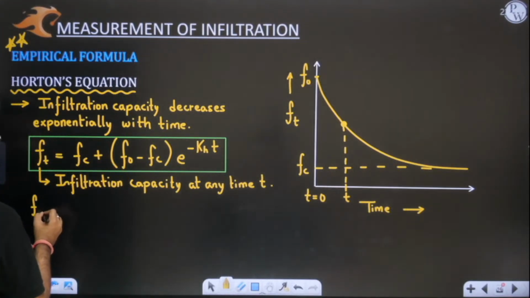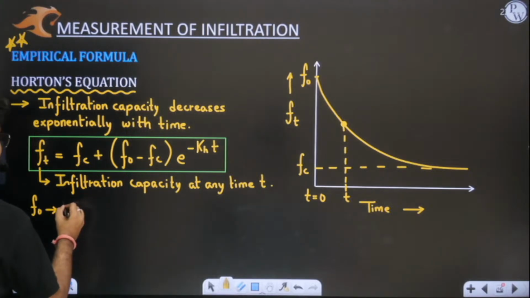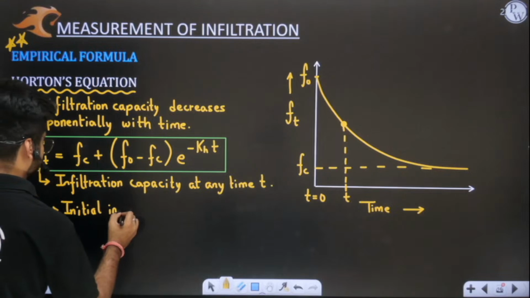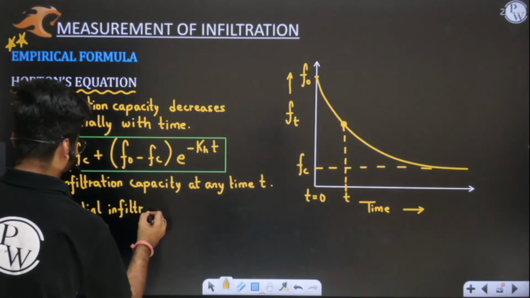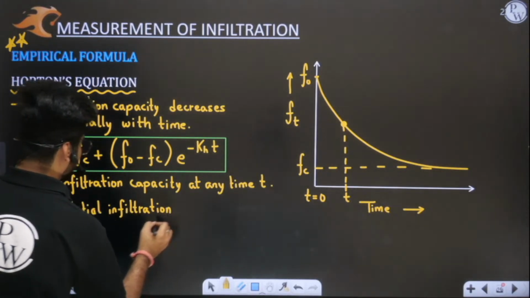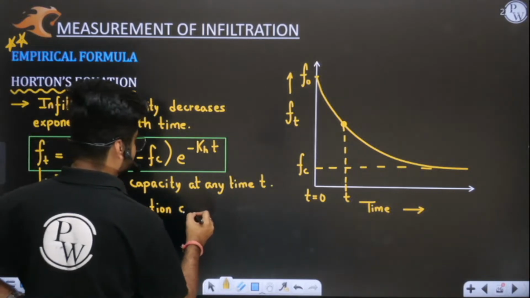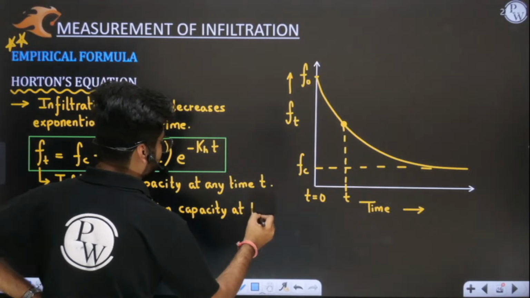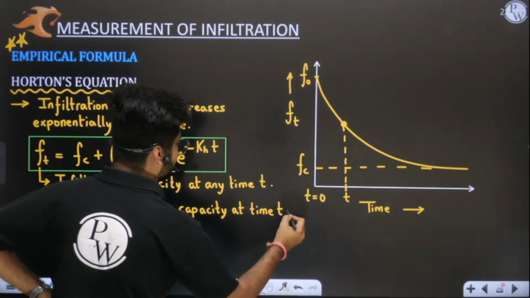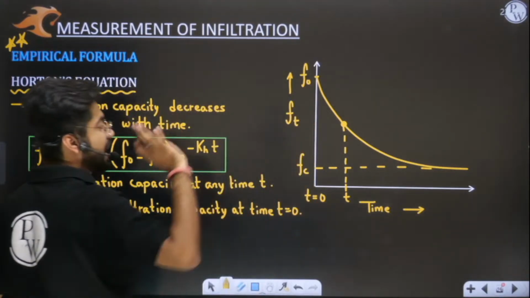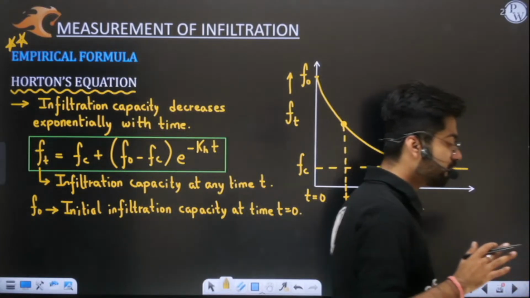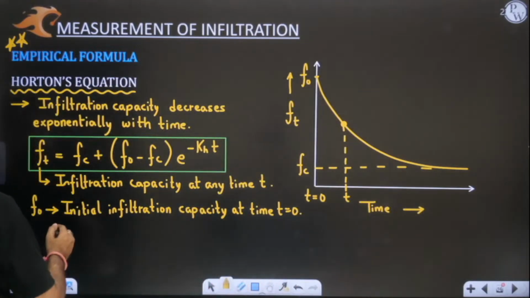Sir, F naught is nothing but the initial infiltration capacity at time t equal to 0. At time t equal to 0. Sir, initially F naught is the highest value, the maximum rate. Yes or no? Okay. Now, what is FC?